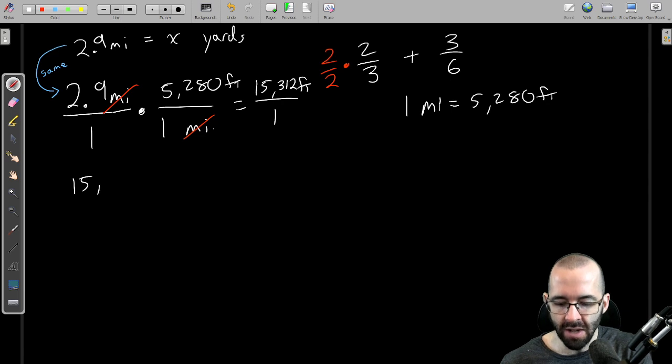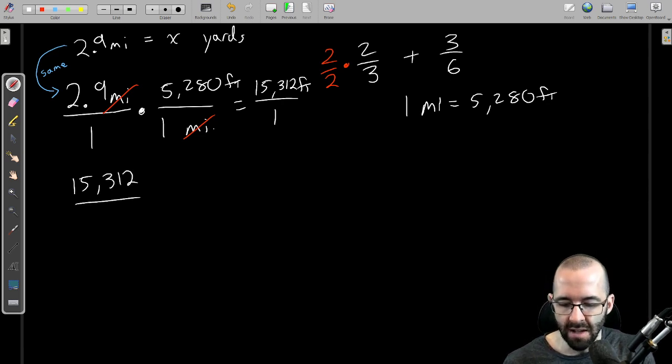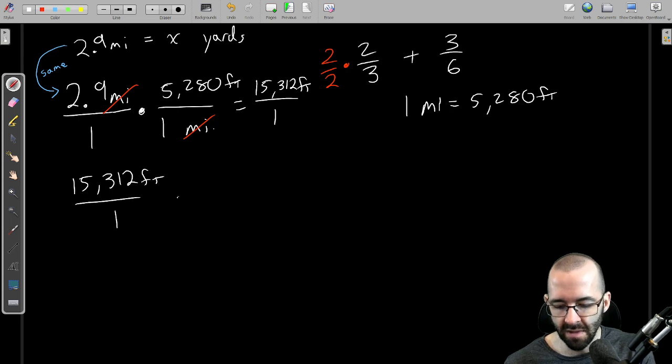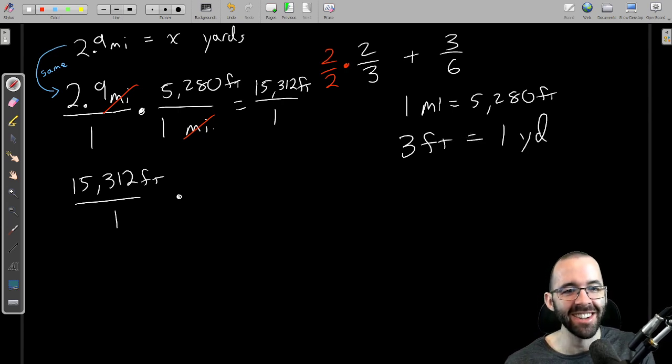Well, and you can do this all in one step, but I'm trying to keep things simpler. 15,312 feet can be written as a fraction, like this. And now what do we know about feet? Well, we want yards. Well, I know that 12 feet, nope, that's not true. I know 3 feet is the same as 1 yard. Well, which one goes on the top and which one goes on the bottom? I want the feet to cancel.